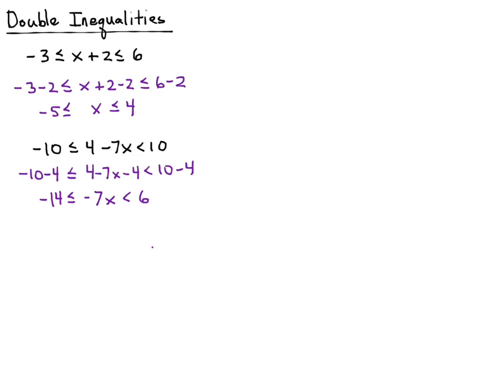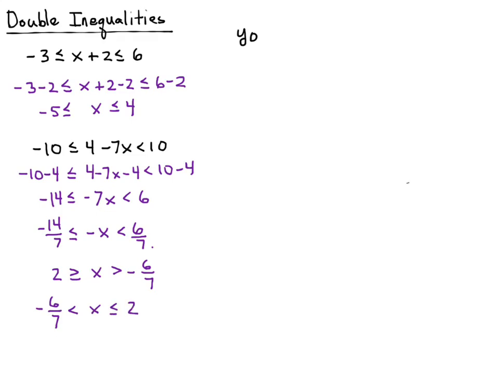Okay, so now we have negative 14 is less than or equal to negative 7x, which is less than 6. So we want to divide by negative 7 on the next one. Or first we'll divide by 7, I suppose. Yeah, we'll let that play out. So what we have is, when I change the negative to a positive on all of these, and then on this last one the positive goes to negative, I change the direction of the inequality.